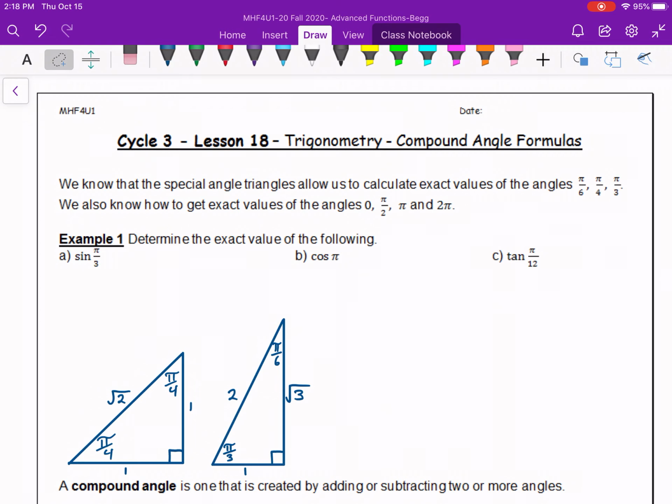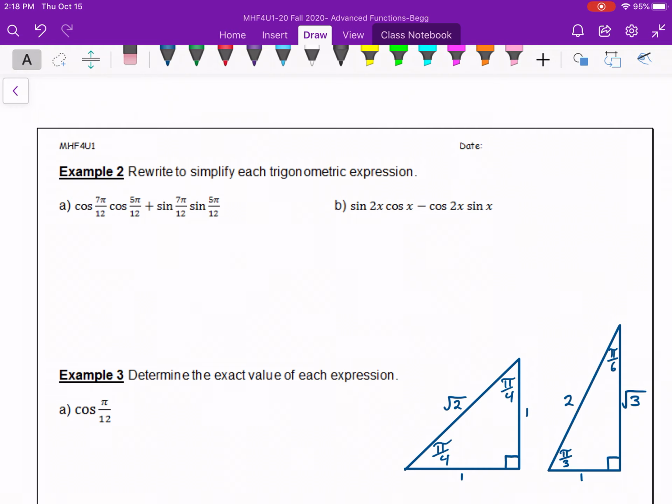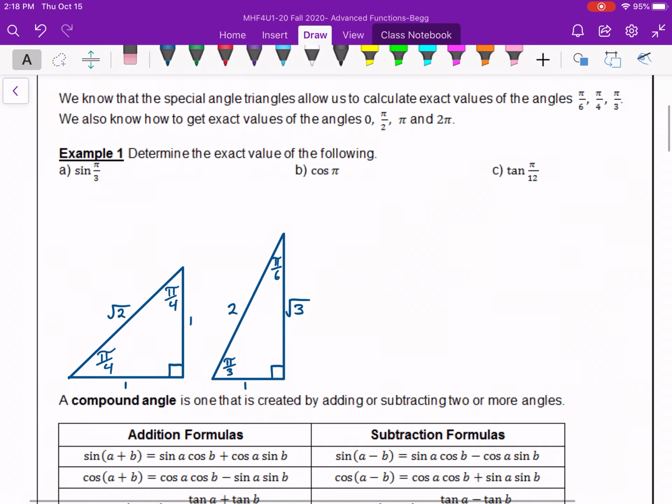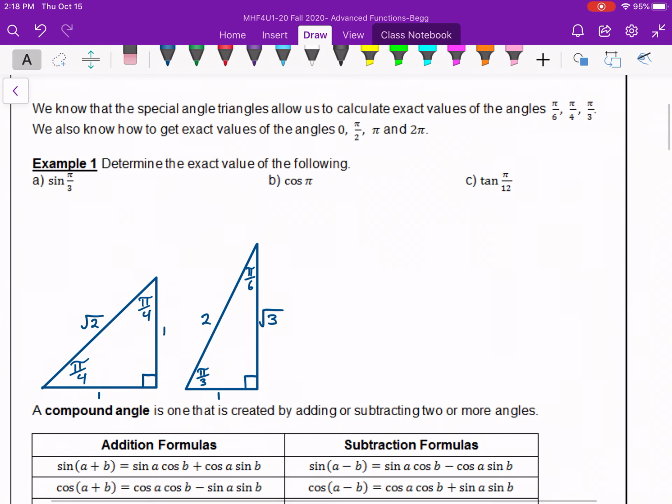Cycle 3, Lesson 18. We're continuing with trigonometry. Today we're going to look at something called compound angle formulas. And what that's about is combining what we know about special triangles and some properties of trigonometry to allow us to figure out exact values for other angles besides pi over 6, pi over 4, pi over 3.